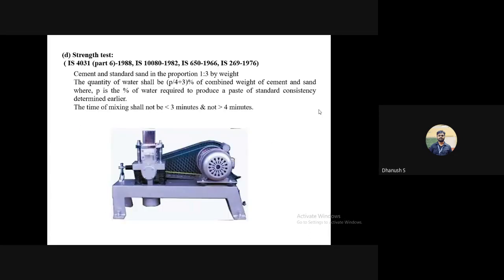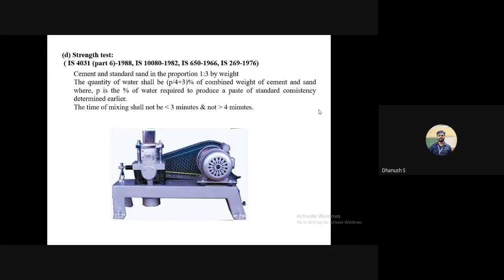Coming to the last test for cement, it is called the strength test. Since the very first class I've been telling you, nowhere in civil engineering application do we use cement by itself. Cement is always mixed with sand to make mortar, or with sand plus aggregates to make concrete, and concrete is used for structural purposes. You never make a structure entirely out of cement. So this test is similar. Although we call it the strength test of cement, what we are actually testing is a mortar cube.